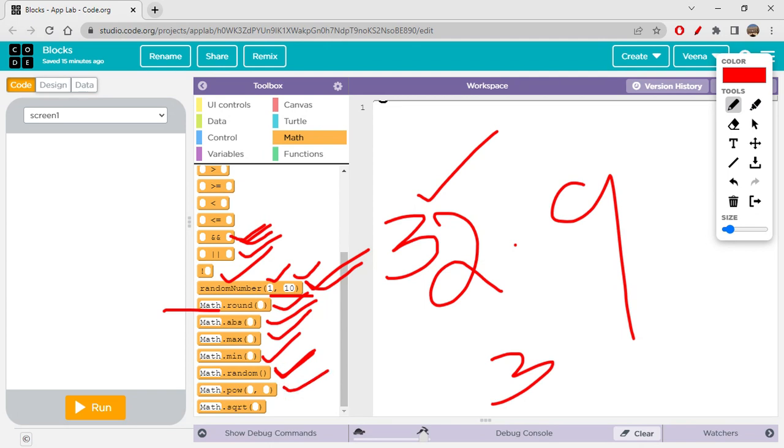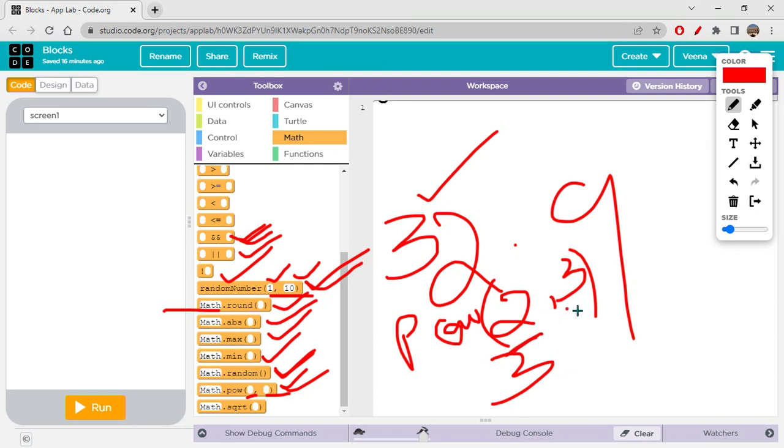Math.pow is like power. This is the first value and this is the second value. The first value is the base value and the second value is the power value. Let's suppose I write pow and then 2 comma 3. That means the base value is 2 and the power value is 3. The mathematical representation is 2 cube, 2 to the power of 3, and its value is 8.